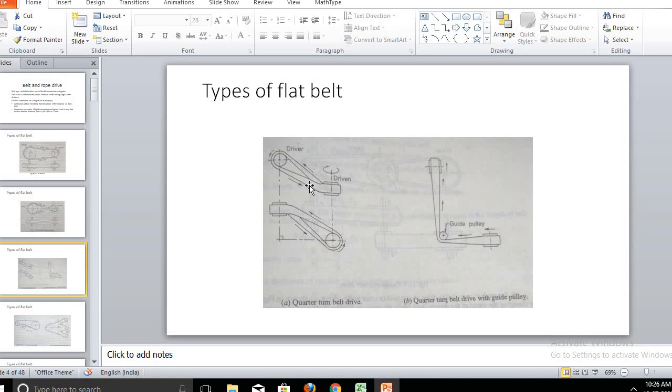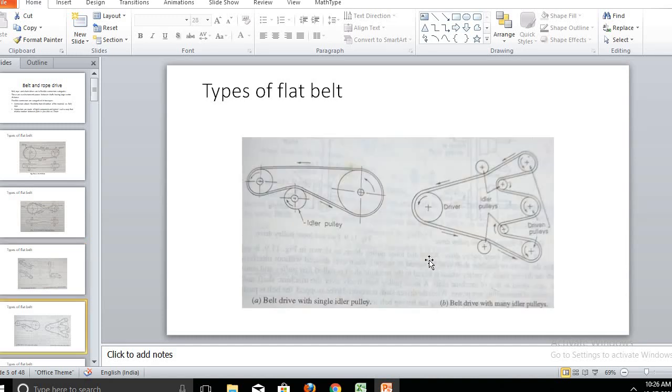So this arrangement is also used when shafts are perpendicular to each other, with the help of the guide pulley. Such an arrangement is called a quarter turn belt drive. So these may be used directly or with the help of the guide pulley. So this is a quarter turn belt drive.